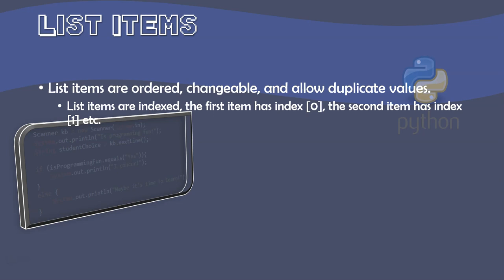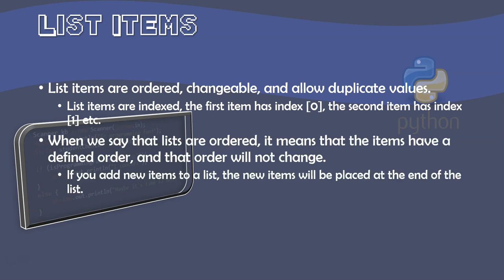A very familiar concept if we're used to working with arrays in languages like Java. Now, when we say that lists are ordered, it means that the items have a defined order and that order is not going to change. Notice that the item at position 0 is always going to be at position 0, 1 is always going to be at 1, etc. But if you do add new items to the list, the new items are typically placed at the end of the list. If you just say, hey, I'm going to add an item, it's always going on the end. Now, you can talk about insertion, which does reorder it a little bit because that's going to be a changeable property. But we'll talk about that in a second.